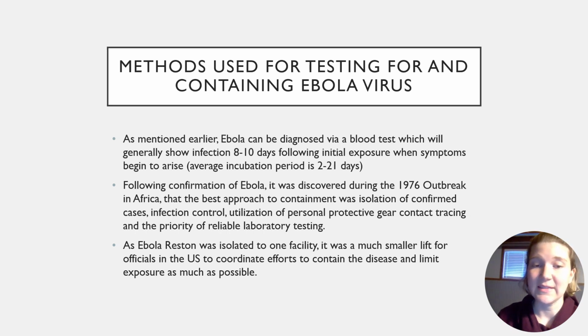As Ebola Reston was isolated to one facility, it was a much smaller lift for officials in the U.S. to coordinate efforts to contain the disease and limit exposure as much as possible. So there are some important notes to consider. In many of the outbreaks in Africa, community cooperation, collaboration, and education was an exceptionally important part of containment efforts. It was important for officials assisting and supporting Ebola virus care to approach community leaders for help and community buy-in to create successful interventions. Much education surrounded use of personal protective equipment, hand hygiene, culturally sensitive and safe burial practices, and safer medical practices such as not reusing needles.